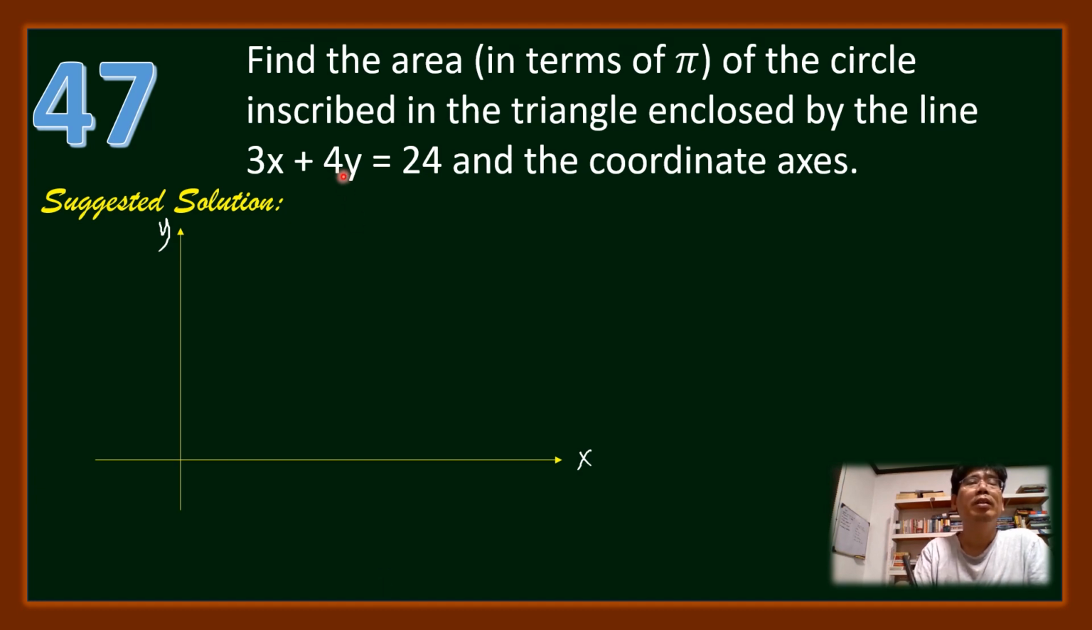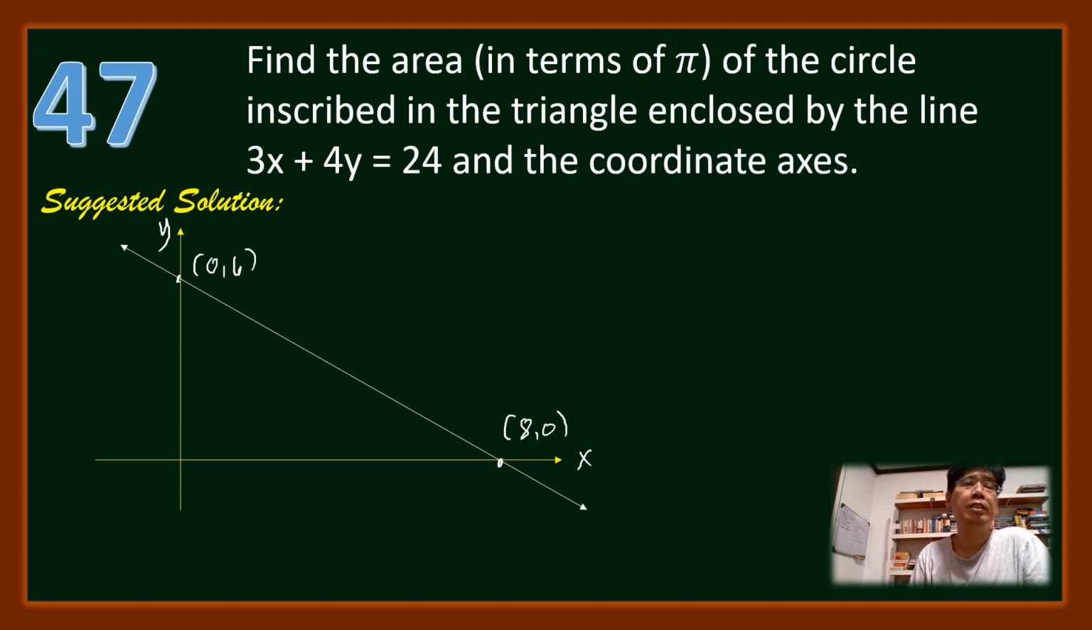Notice that if x is equal to 0, y is equal to 6. And if y is equal to 0, x is equal to 8. Then the x-intercept of this line is (8, 0), while the y-intercept of this line is (0, 6). If we plot those points and connect, then we will have that line formed by 3x plus 4y equals 24. Let us name the intercepts. We have (8, 0) and (0, 6).